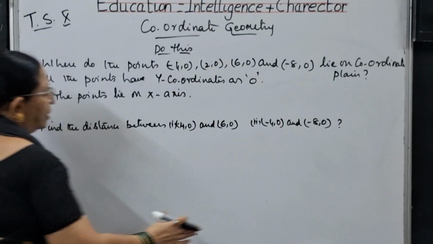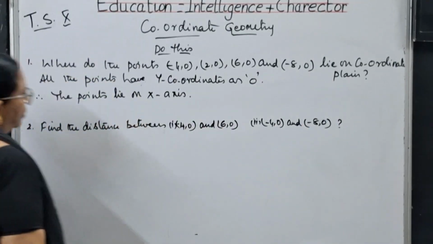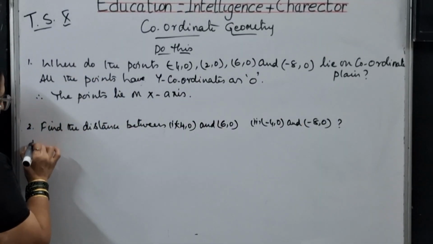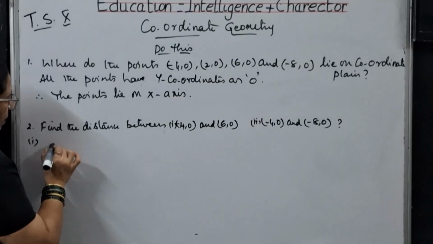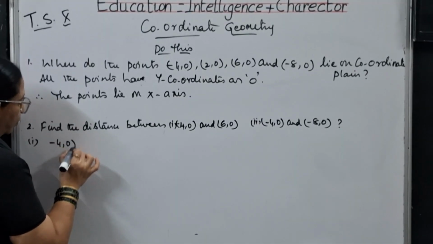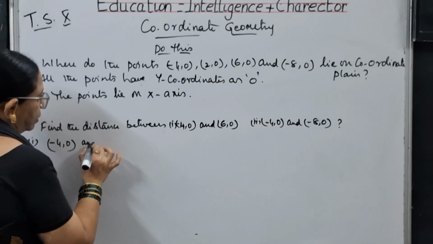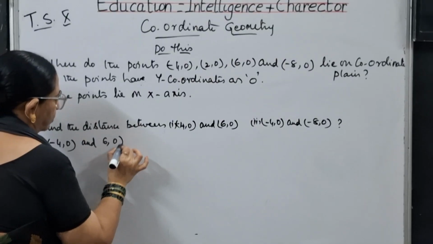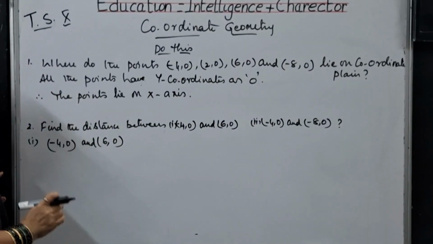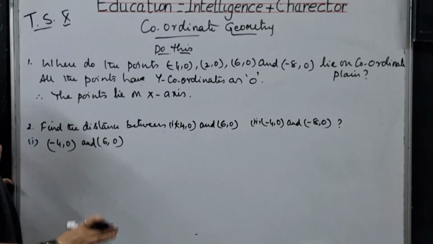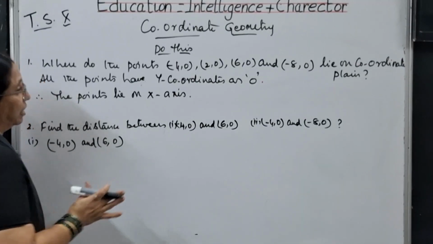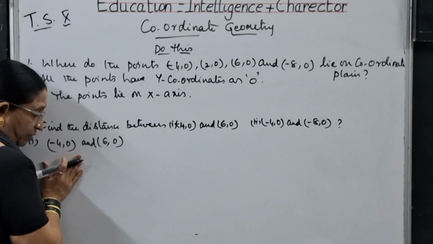This is first bit. Second bit is minus 4 comma 0 and minus 8 comma 0. So let me do the first bit. Minus 4 comma 0 and 6 comma 0. So children, develop a habit of writing x1, y1, x2, y2 for the coordinates.